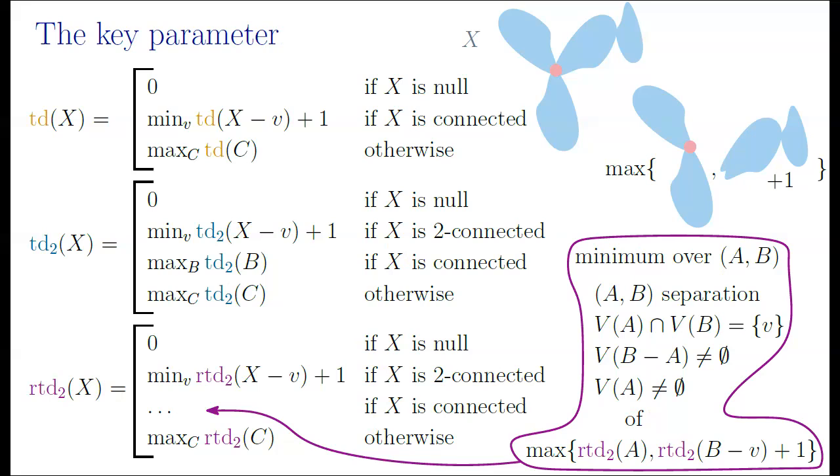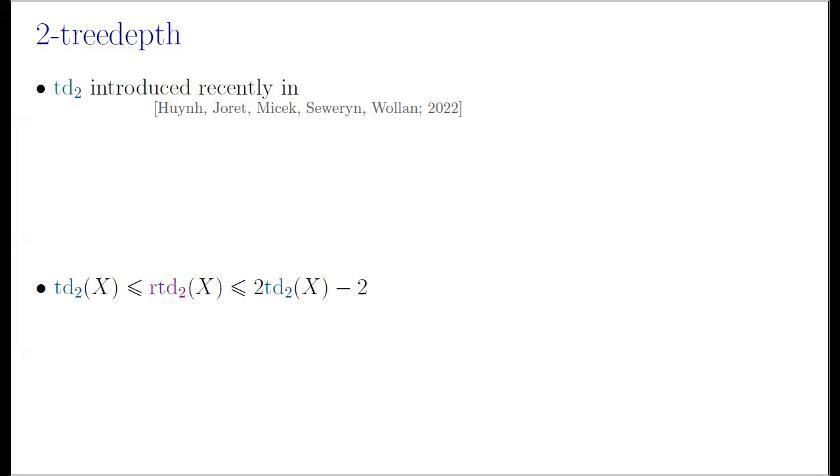Okay, so I defined two-tree depth and rooted two-tree depth. Now let me give you some properties of the two parameters. Two-tree depth is quite new. It was recently introduced in some other context. As I mentioned on the slide where I was looking for a parameter to tie to f, two-tree depth and rooted two-tree depth are tied together, and this is a quite tight relation by a linear function with multiplicative factor 2. And actually, this set of inequalities is tight.